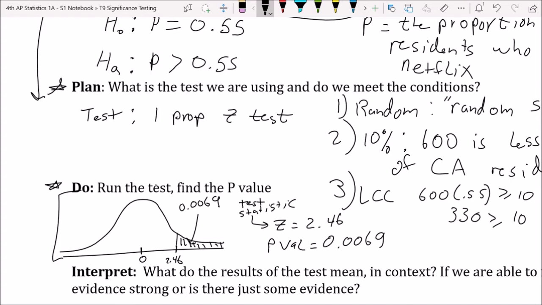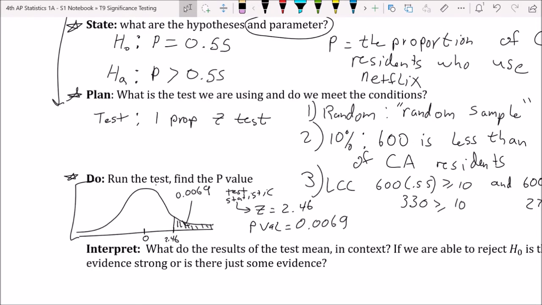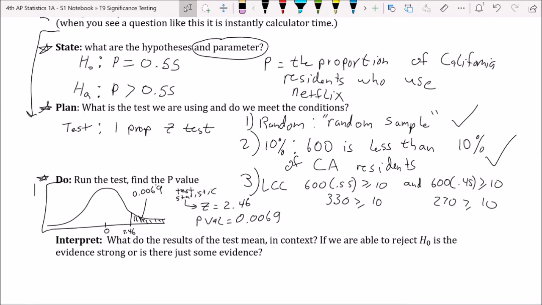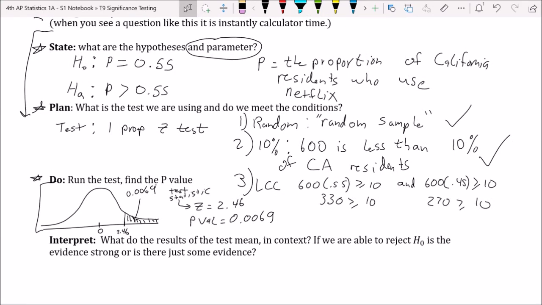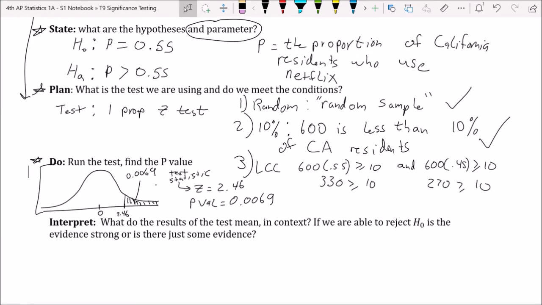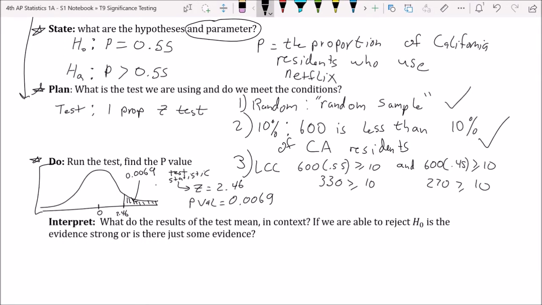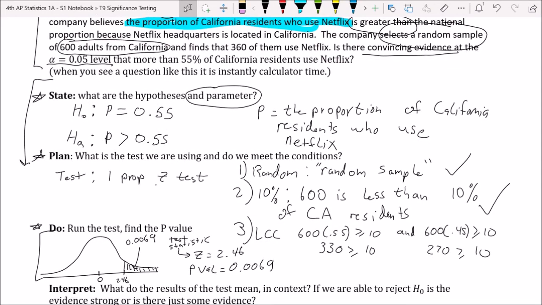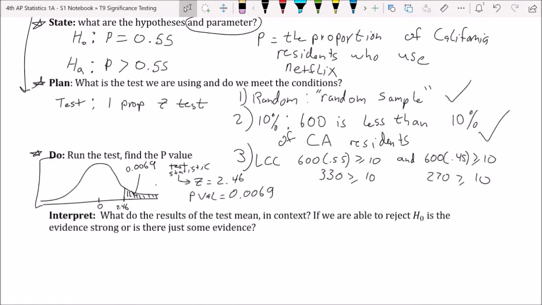The last question is often the easiest because it always works the exact same way. There are no curveballs in this last part. We have to put what this means in context, and we have to say if we have convincing evidence or not to be able to reject the null hypothesis. So here's where we look. I'm going to go back up to the question and remind myself that they said the level of alpha, the significance level, was 0.05.